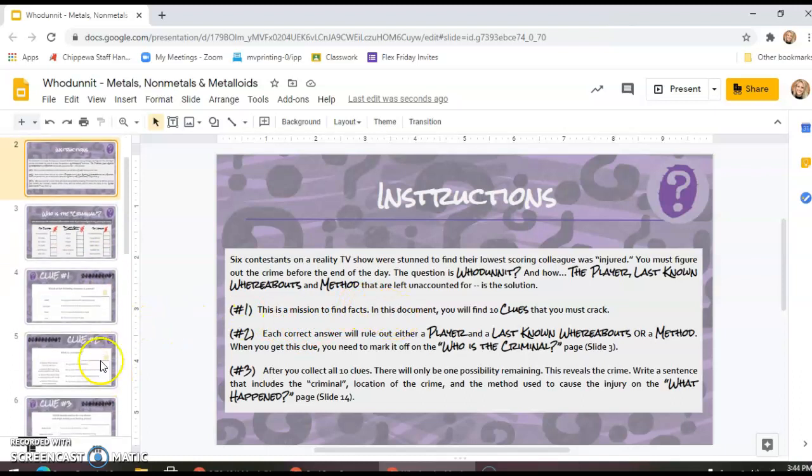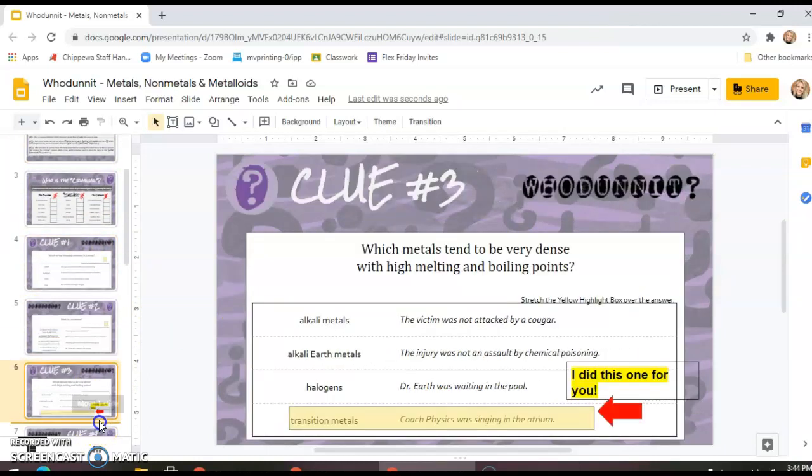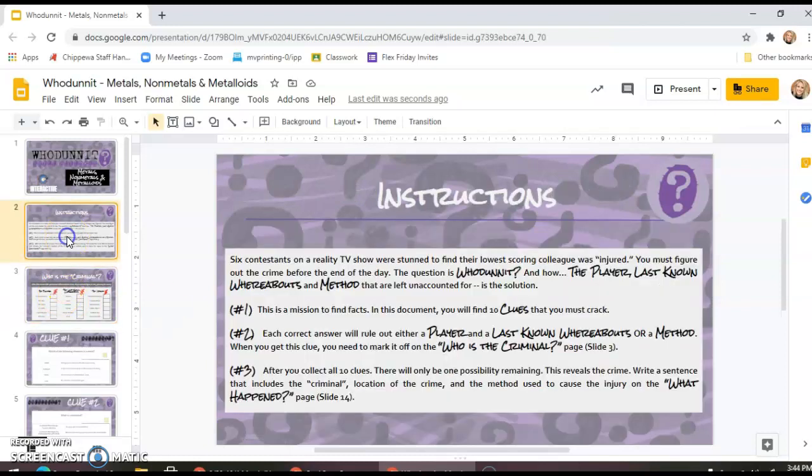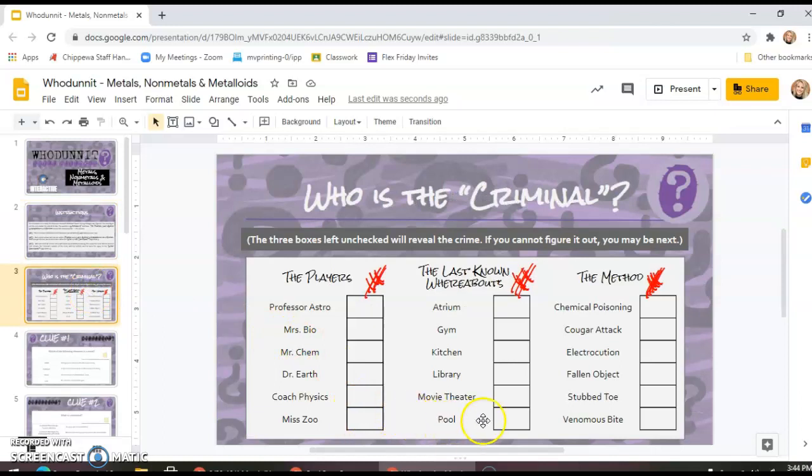So in each slide there is going to be a clue that is going to help you eliminate your player, their last known whereabout, and the method. So you're slowly going to eliminate these down until you're left with just one of each remaining, and that is going to be your answer. So the 3 boxes left unchecked will reveal the crime.